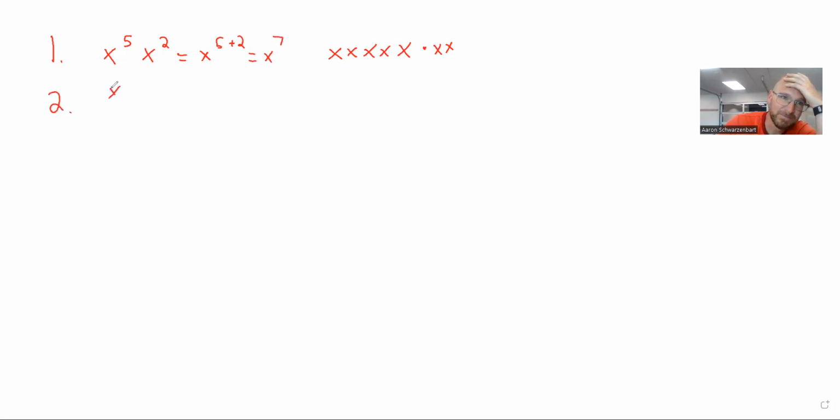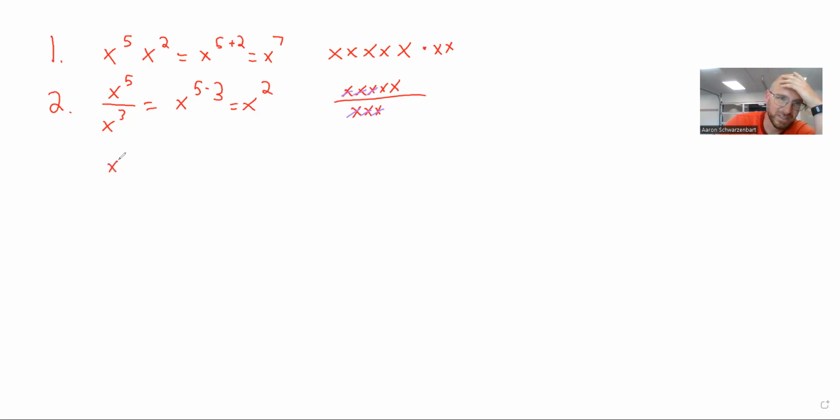Rule number 2. And these can be stated in all kinds of different orders. When I'm dividing, I subtract the exponents. That's 2. And this can be thought of as 5 x's over 3 x's. And then I just cancel out, leaving me with 2 left on the top.